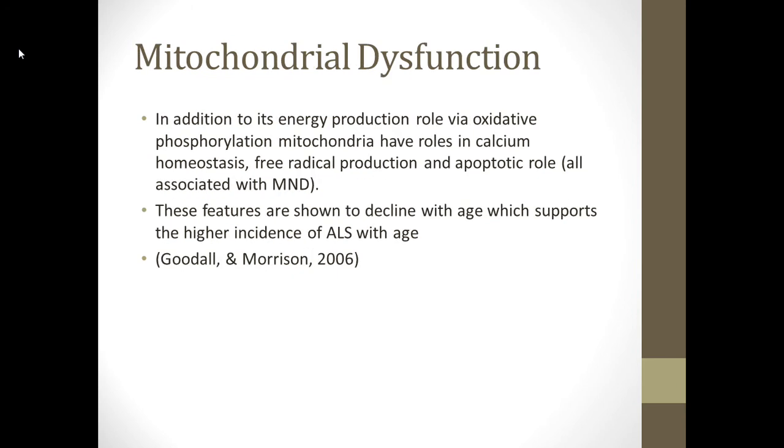Mitochondrial dysfunction. In addition to its energy production role via oxidative phosphorylation, mitochondria have roles in calcium homeostasis, free radical production, and apoptotic roles. These features are all shown to decline with age, which, if it is involved in the production of ALS, would explain the high incidence of ALS with age. The combined effect of increased ROS production and mitochondrial dysfunction ultimately could lead to cell death in tissues and organs that are most dependent on oxidative phosphorylation for survival, as neurons depend exclusively on aerobic metabolism, making them more vulnerable to mitochondrial defects and toxic effects of mitochondrial free radical generation.